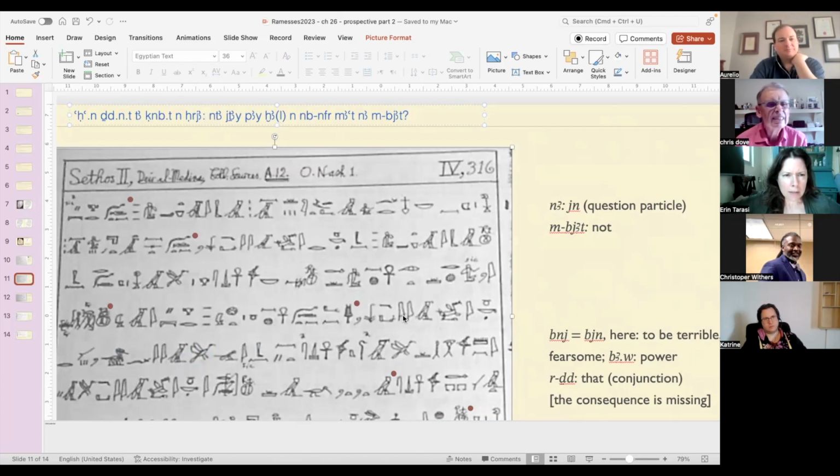So then the court said to, what's her face, Heria: you stole this tool of Neb-nefer. Is it true or is it not? Correct, basically. Yep, you have that right. This is the question particle, so basically almost like true or false.